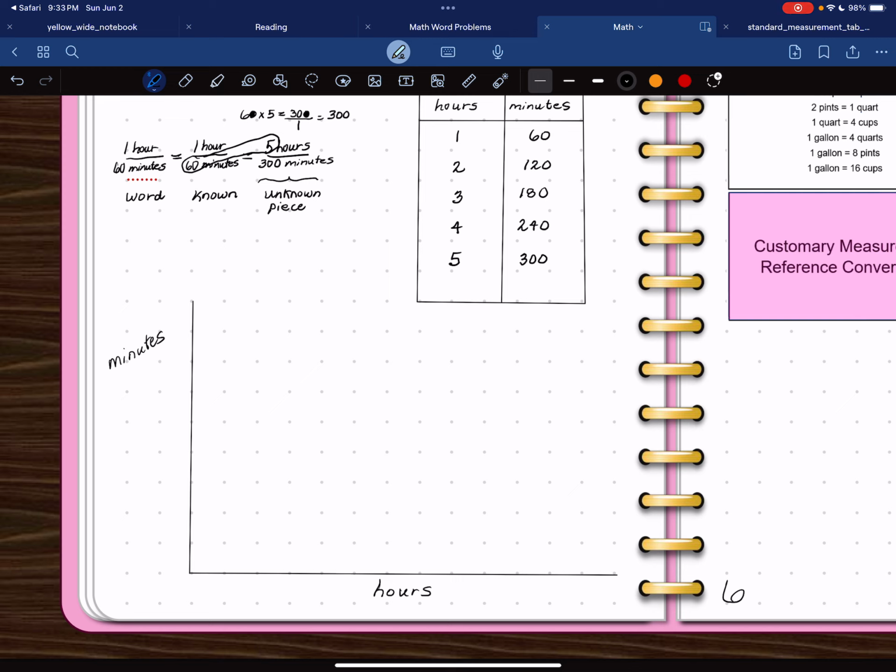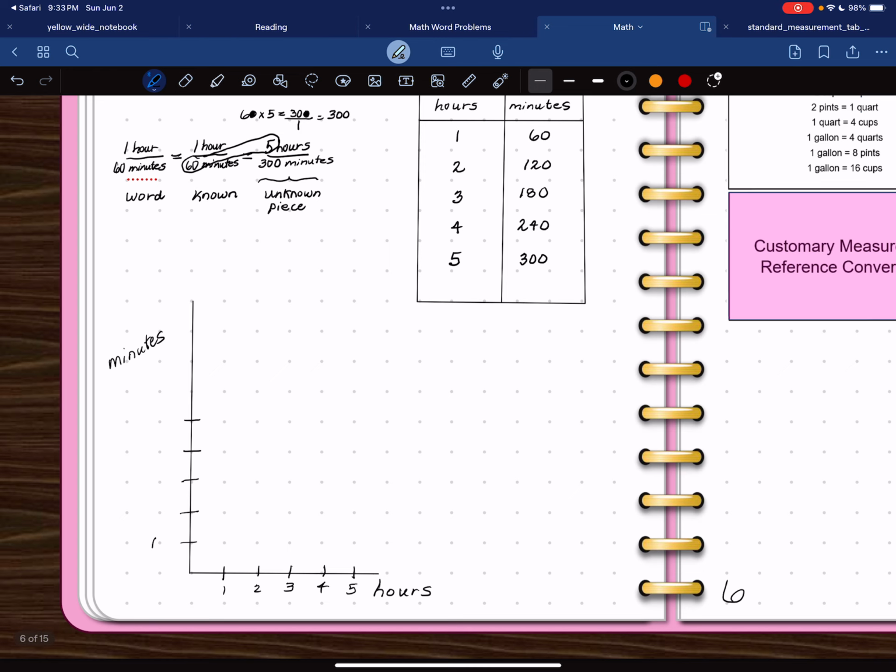Our hours are increasing 1 every time, so that gives you your scale. 1 hour, 2 hours, 3 hours, 4 hours, 5 hours. And I think I'm going to erase this because I just thought of something else I can show you here. We can calculate slope based on this data. On your minutes, we're gridding by 60. Each interval is 60 minutes.